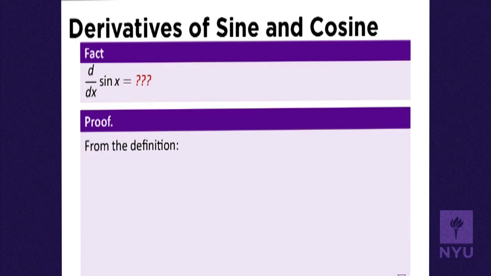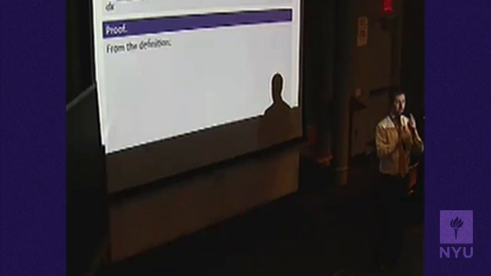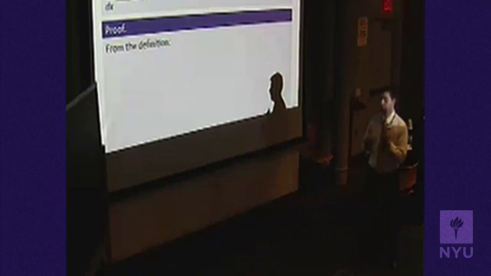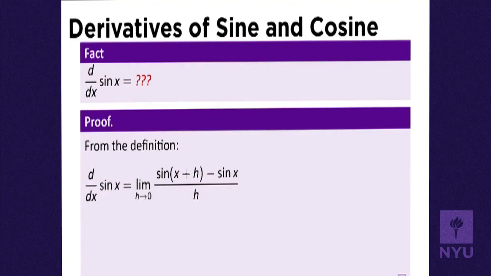And how would we find a rule for computing the derivative of sine? Well, just like all of the other functions that I've been computing the derivative of, the first thing to do is write down the definition of the derivative and try to simplify that difference quotient. Okay, so I want to find the limit as h goes to 0 of sine of x plus h minus sine of x divided by h. Right, because that's f of x plus h minus f of x divided by h.